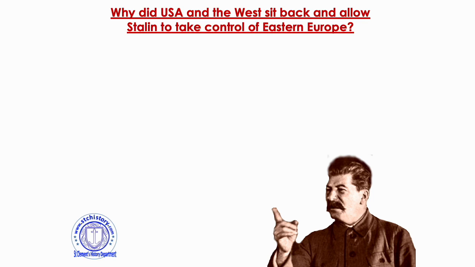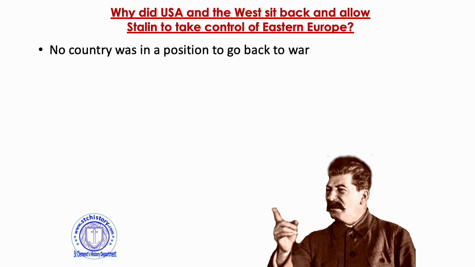But first of all, let's answer this question. Why did the West just sit back and let it happen? Because obviously we've said all lesson, how does Truman feel? How does Truman feel? Why didn't he stop it? Why didn't he do something more aggressive than just being paranoid or a bit worried?